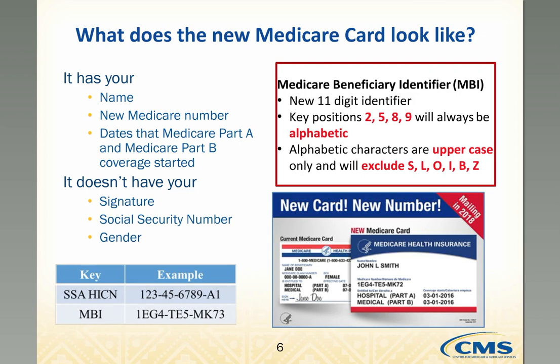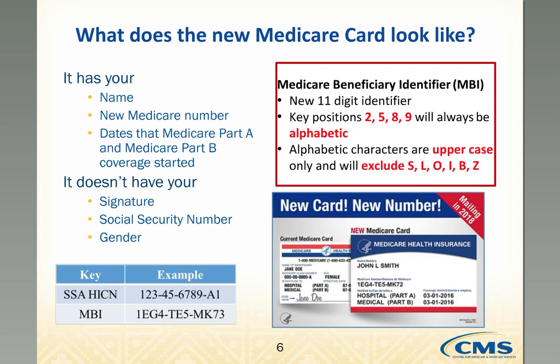So you'll see in the blue box there's a comparison of the old HICN and the new MBI. In the new MBI, the digits for 2, 5, 8, and 9 placements will always be alphabetic and in uppercase. We also have excluded S, L, O, I, B, and Z. So you can see that if you had a card come through that did not have these characteristics, it is not an accurate card.